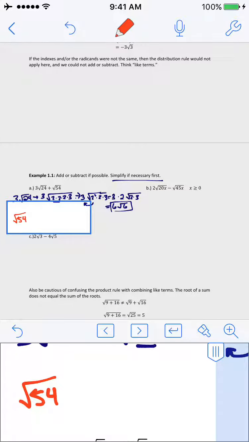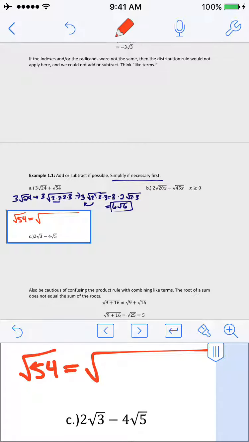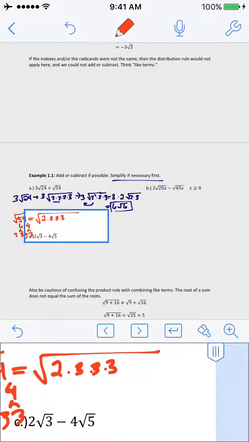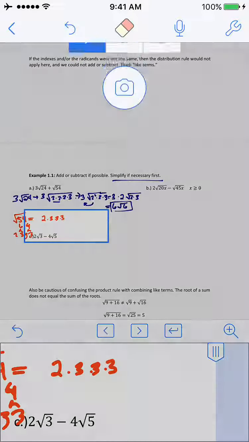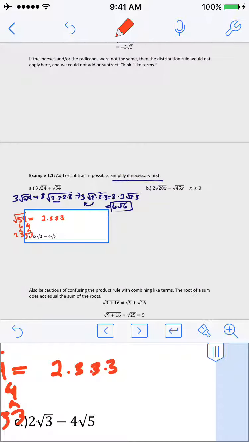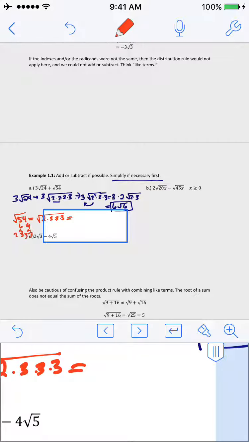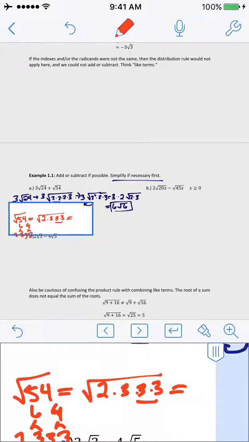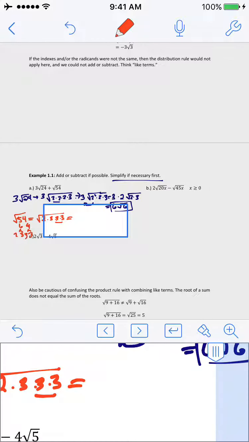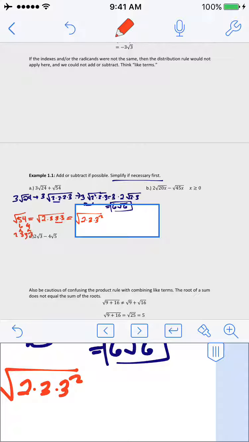Square root of 54. Well, I can break that down into, let's see, 54 is 6 and 9, right? So 2 and 3, 3 and 3. So 2 times 3 times 3 times 3. That's equal to, let's see, I've got a pair there. I'm still dealing with pairs because it's square roots, right? So we can rewrite that as 2 times 3 times 3 squared. The 3 part gets to come out, so it's 3 root 6.